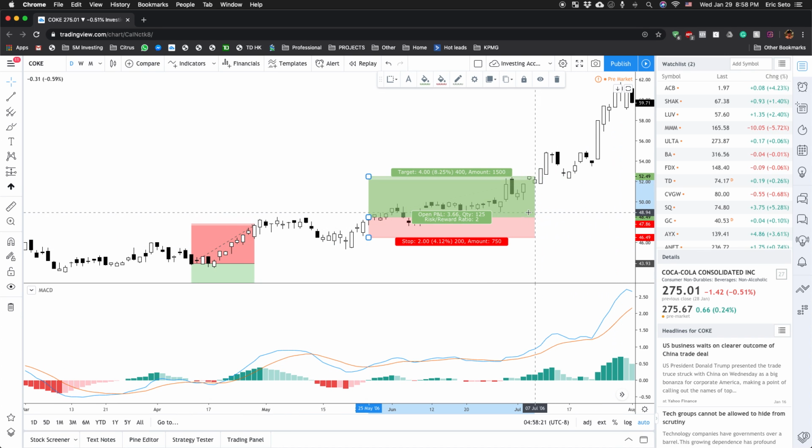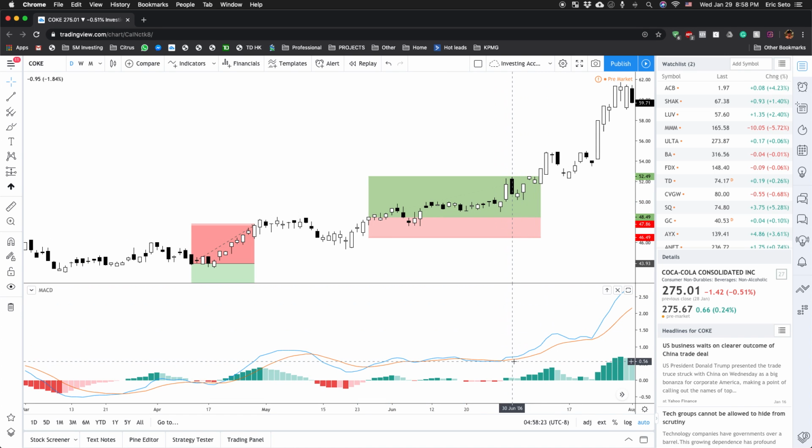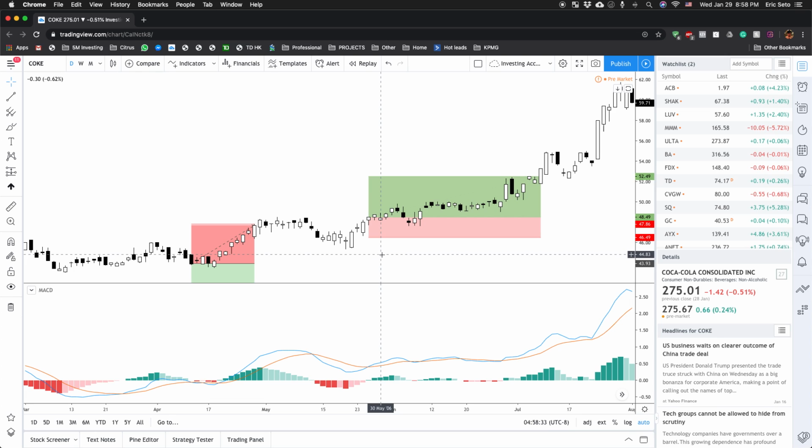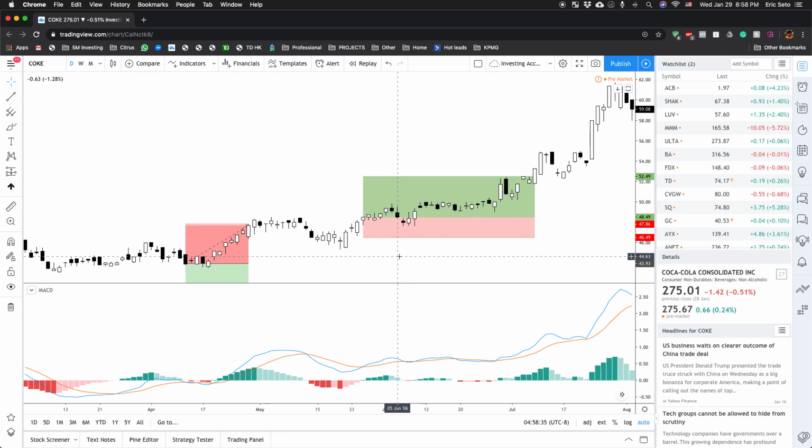Now, if your investing strategy relies on the MACD crossing over to decide when to exit, I think that's okay as well, but then you just can't set your target and stop loss. You should at least set your stop loss or have some risk management rule in place.